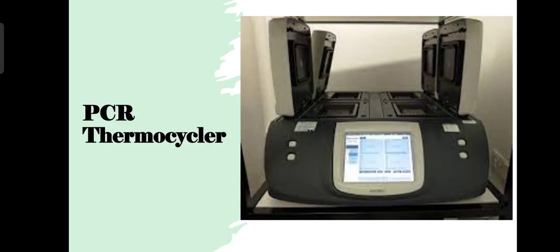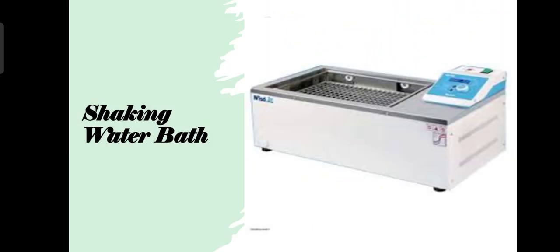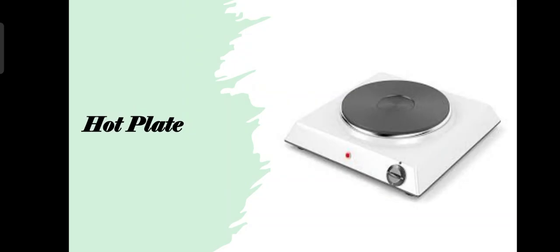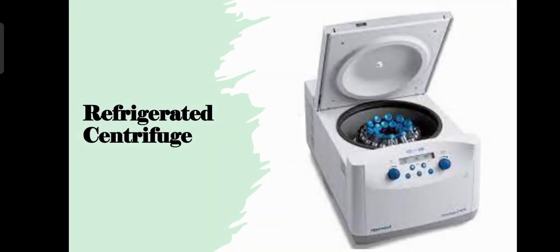PCR thermocyclers are instruments used to amplify DNA and RNA samples by polymerase chain reaction. Shaking water bath, used in testing for food and beverage materials as well as bacterial culture. Hot plate, used for heating objects. Refrigerated centrifuge, used to separate fluid, gas or liquid based on density.